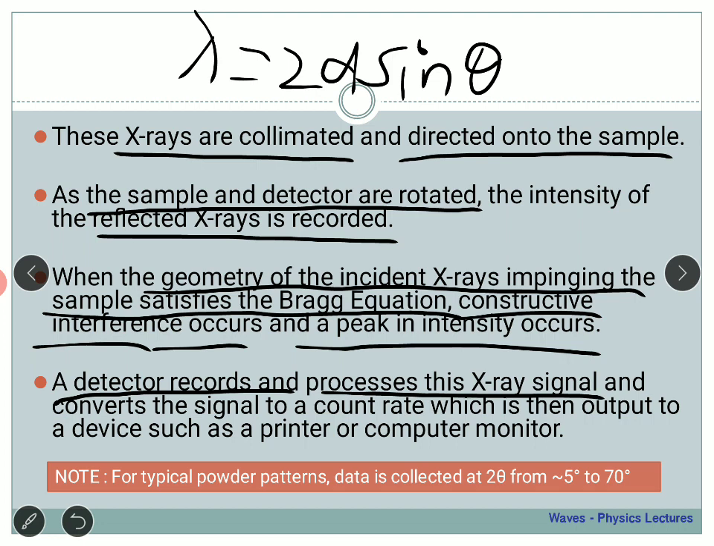Okay, and this will actually convert it into a readable signal, into a count rate, which is then taken out in a device such as a printer or a computer monitor to look into it. So whatever images or the XRD data you get is basically going through these processes for the final output.